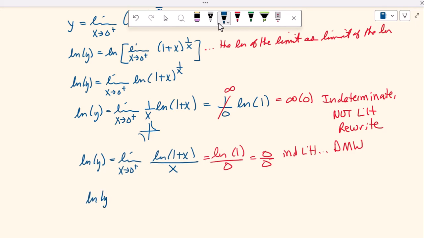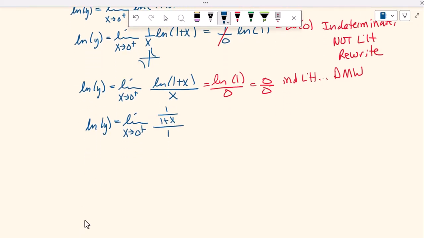So I have the natural log of y equals the limit as x approaches 0 from the right. The derivative of the natural log of 1 plus x is 1 over 1 plus x, and the derivative of x is 1. So let's go ahead and simplify and rewrite that. So I have the natural log of y equals the limit as x approaches 0 from the right, and when I rewrite that, it's just 1 plus x in the denominator. Well, if we plug 0 in here, I get 1 over 1 plus 0, which is going to be the natural log of y equals 1.